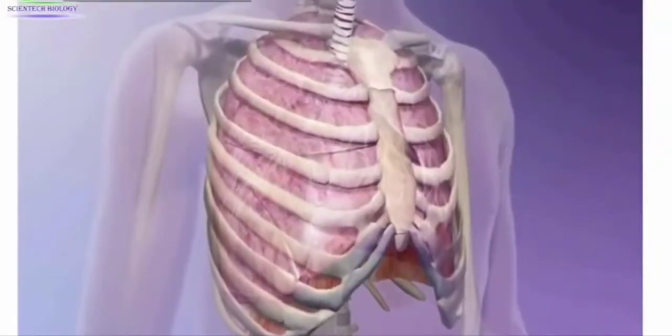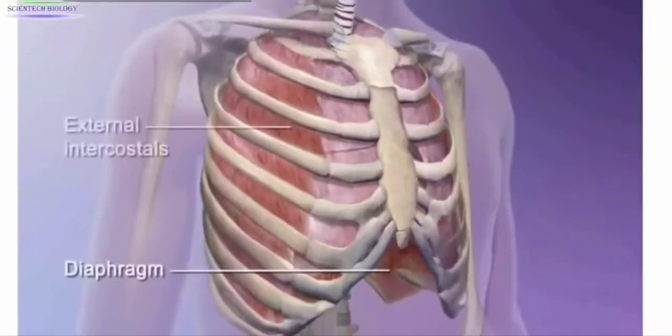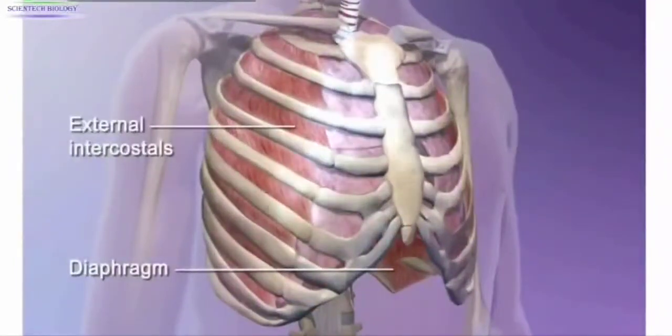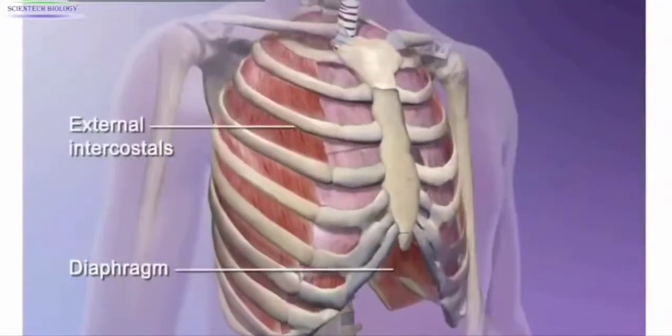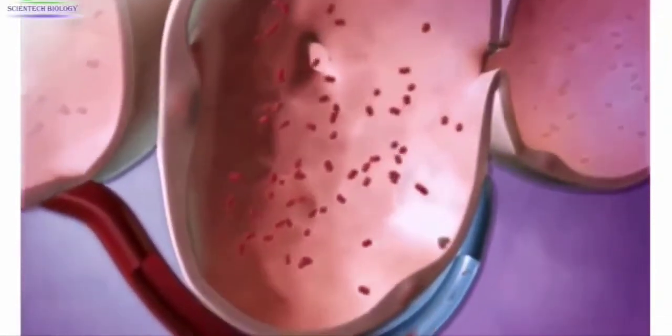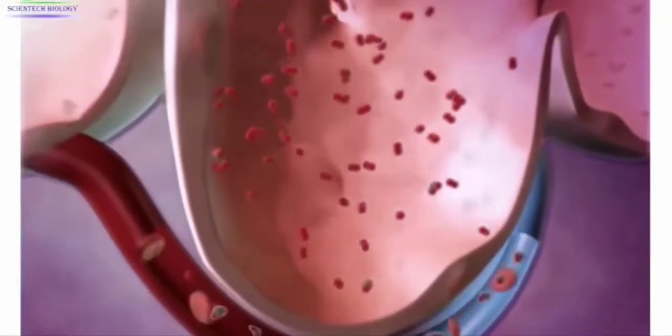During normal inhalation, the diaphragm and the external costal muscles contract and the rib cage elevates. As a result, air rushes in. But during normal exhalation, the muscles relax, so air is expelled out. Inside the lungs, oxygen from the air is exchanged for the waste carbon dioxide from the bloodstream. This process takes place in the alveoli.